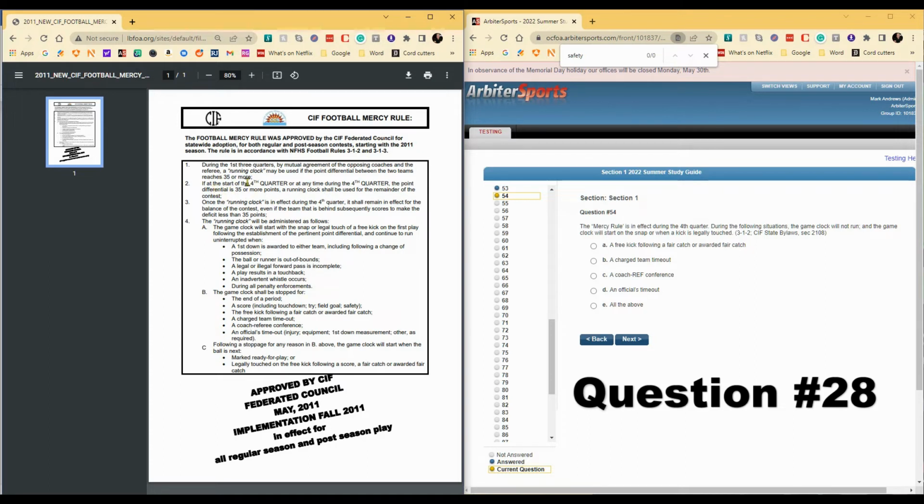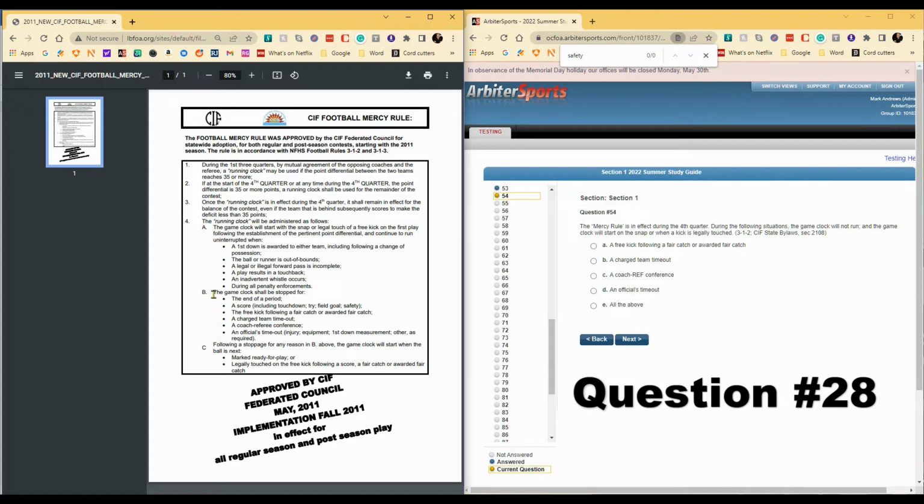If at the start of the fourth quarter their point differential is 35 or more, then the running clock is automatic. And once the running clock is in effect, it doesn't matter if the score falls or the differential falls below 35, we still have a running clock.